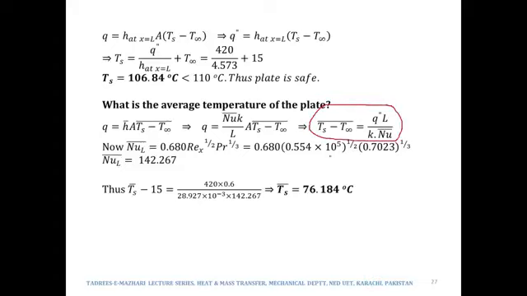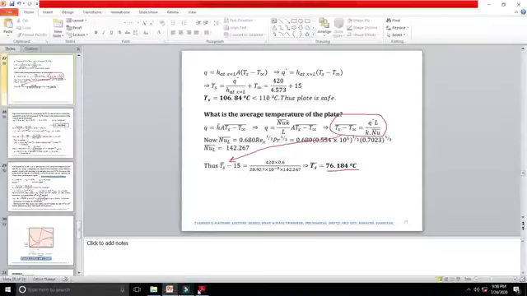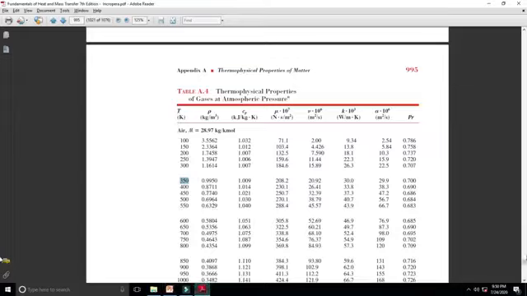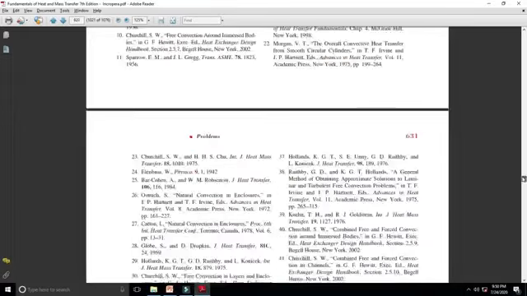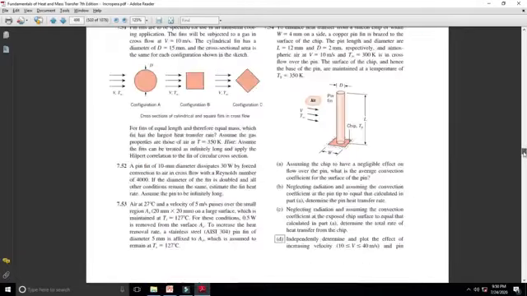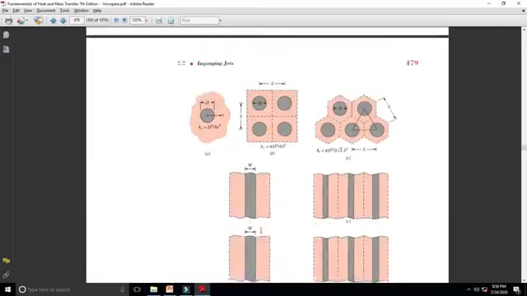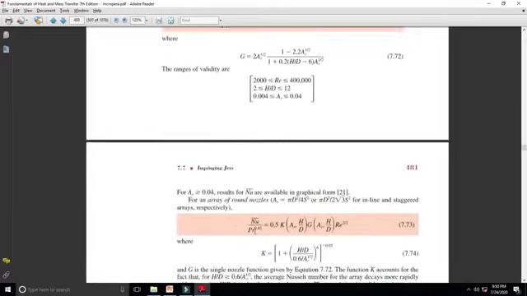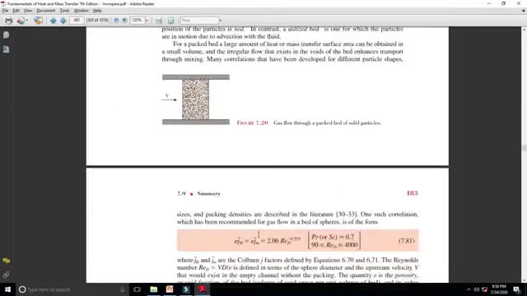So we would be able to get the value of Ts bar as 76 degrees Celsius. Now if you go over here, you can see that we were discussing this particular table where we were given all the expressions of Nusselt number.